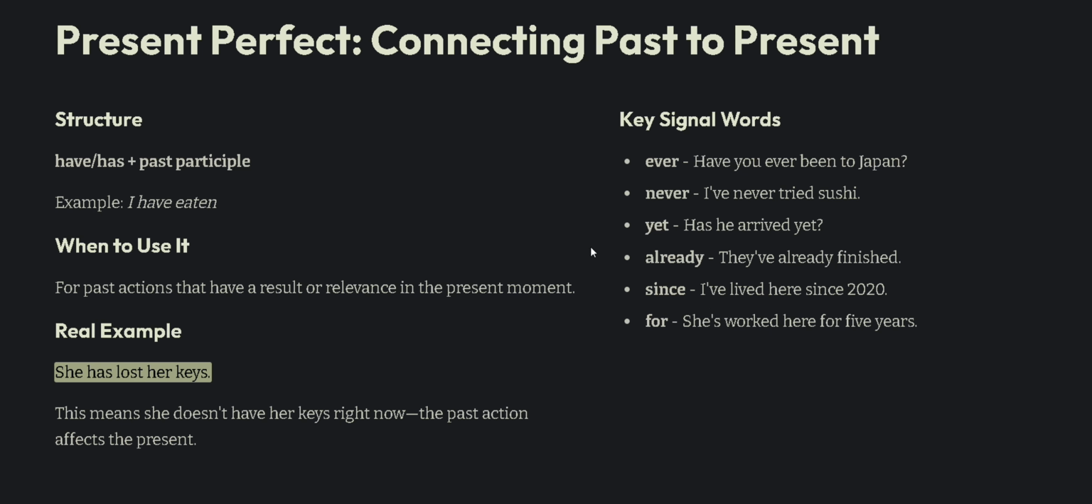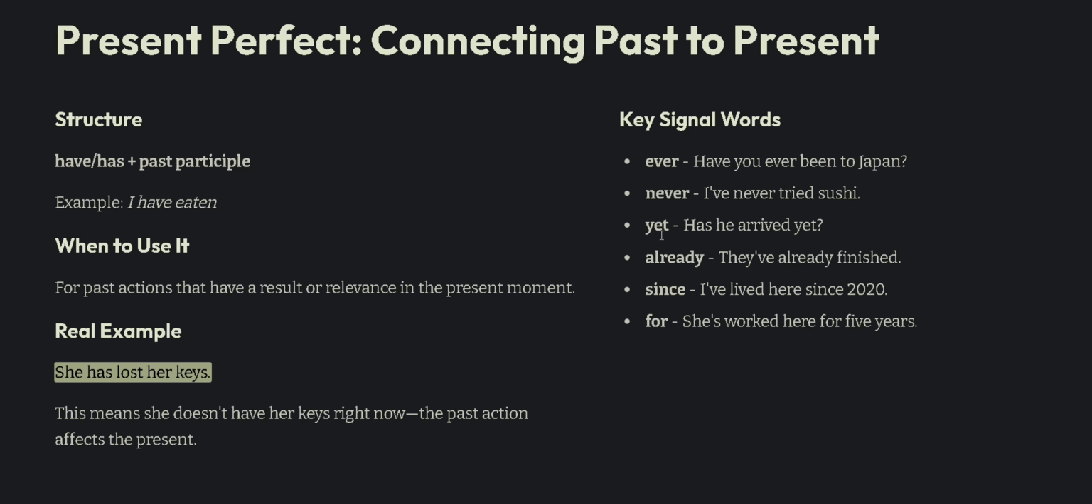Some key signal words could be ever, in order to ask someone if they have done or have been to some places. The example is, have you ever been to Japan? So the other person can answer, no, I have never been to Japan. The second word is never. You can use I've never tried sushi before in order to say that you have never tried that.